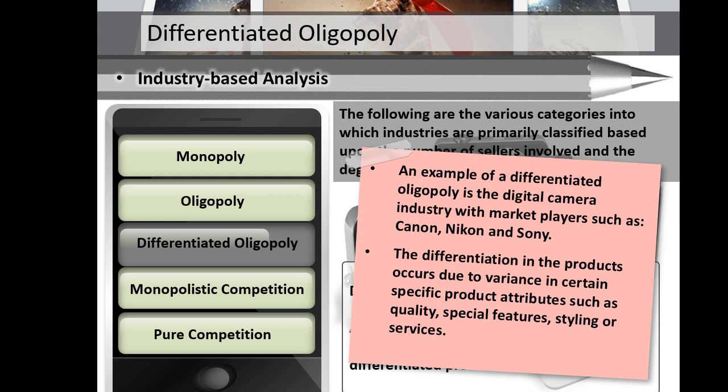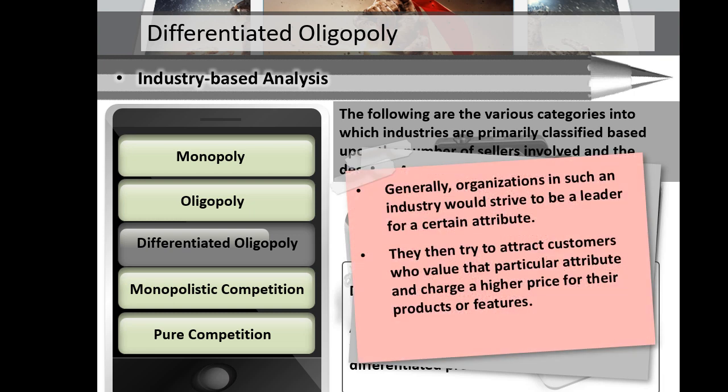So an example of differentiated oligopoly is the digital camera industry, with marketers such as Canon, Nikon, and Sony. Generally, organizations in such an industry will strive to be a leader for a certain attribute. They can try to attract customers who value that particular attribute and charge a higher price for their product. Another thing we should also know about companies that fall under this is that they are not bothered more about price. They are bothered more about value.